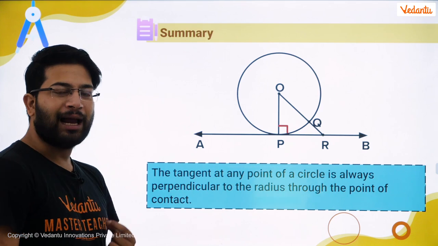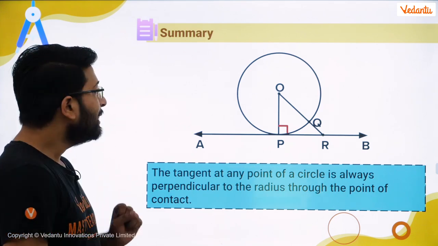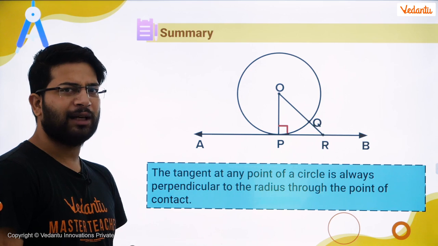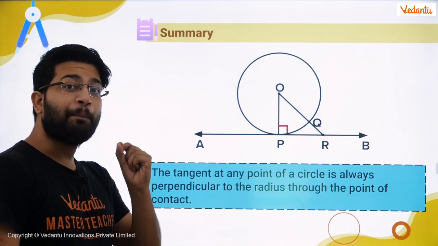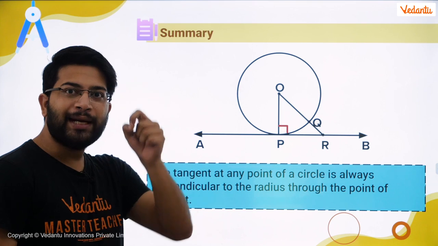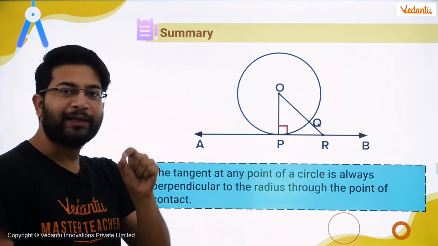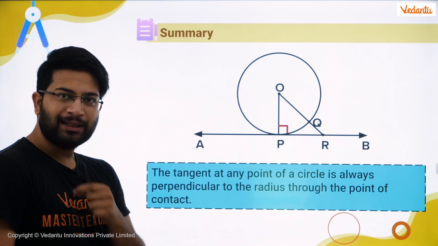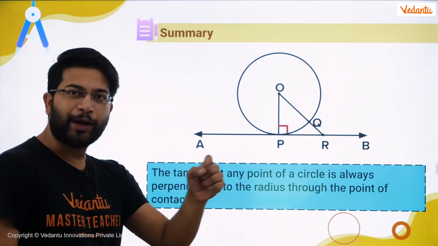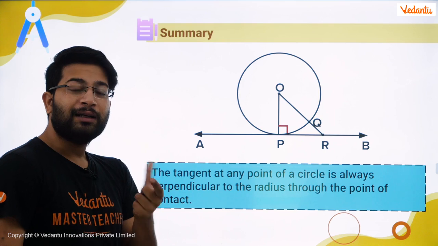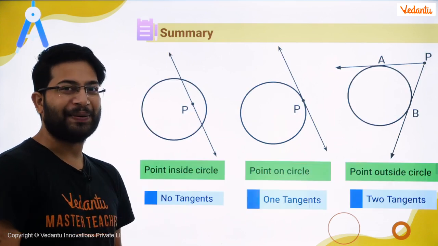So champ, in this class, first of all, we have seen that the tangent at any point of the circle is always perpendicular to the radius. But which radius? The radius to the point of tangency. This point P is the point of tangency. This is the point where we are drawing the tangent. At this point, draw the radius. Tangent and radius will be perpendicular.